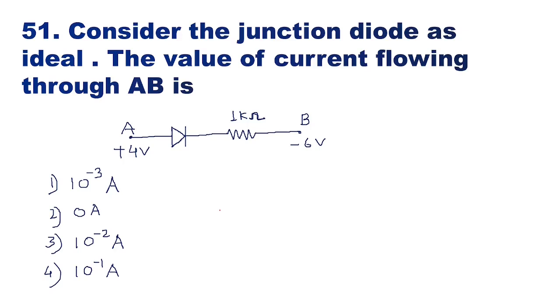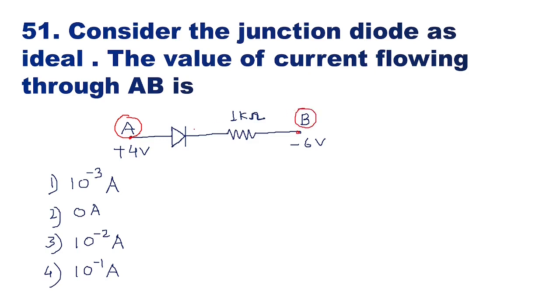Dear students, today we'll see the following question where it is asked, consider the junction diode as ideal shown in the circuit below. The value of the current flowing through AB is how much? Now if you see this circuit, here we have the first point A, and here we have the second point B.